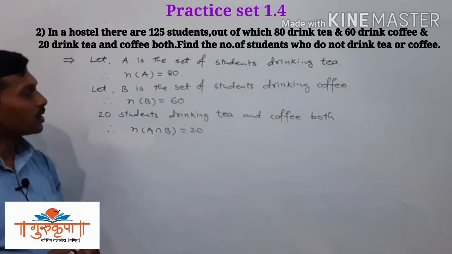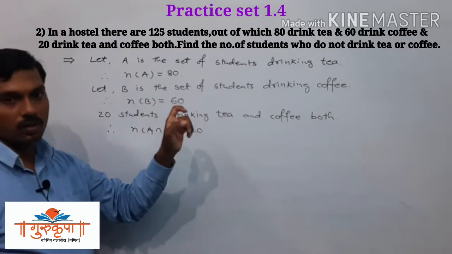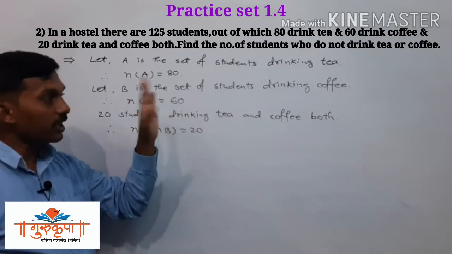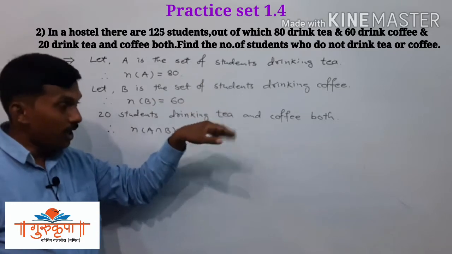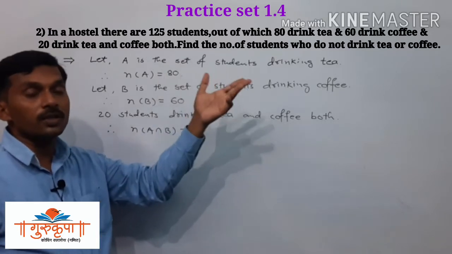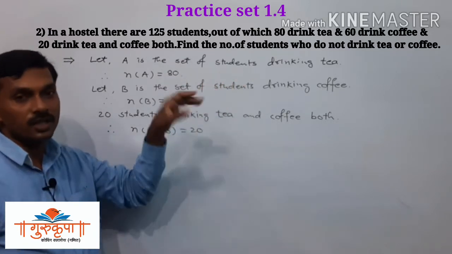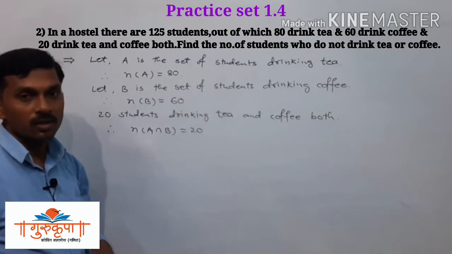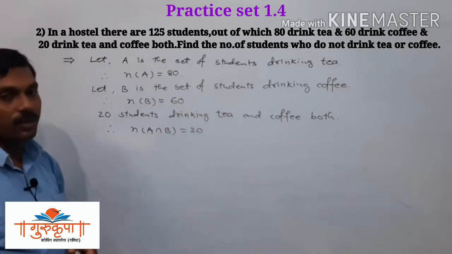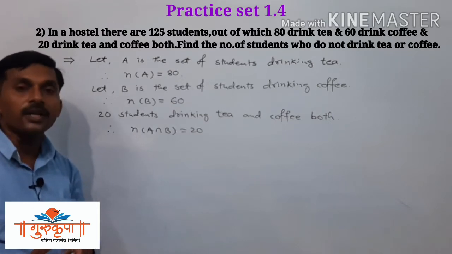Again, we cannot represent that number. Which number? The number of students which are not drinking tea or coffee. Symbolically, we cannot represent them. Then how to find that number of students? First, we will find A union B.